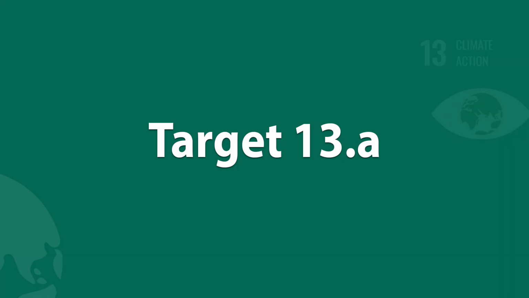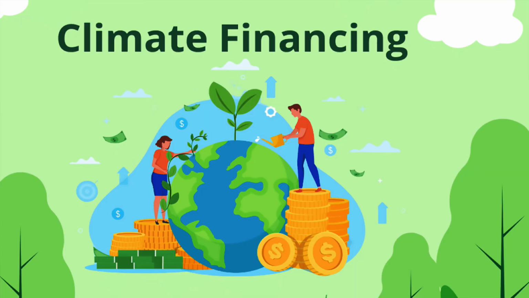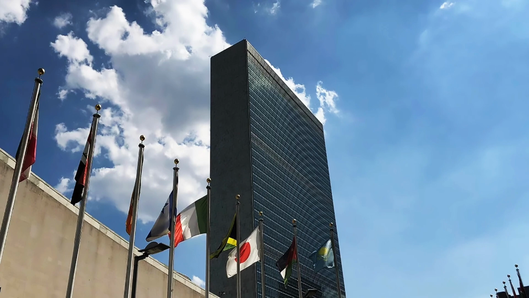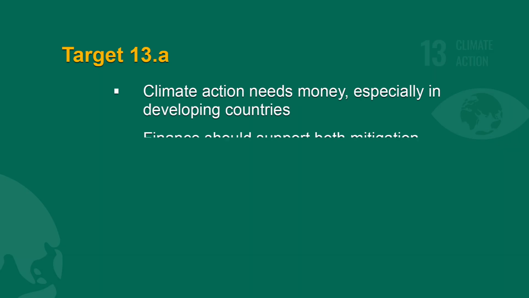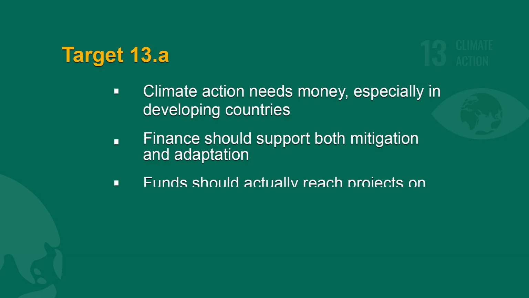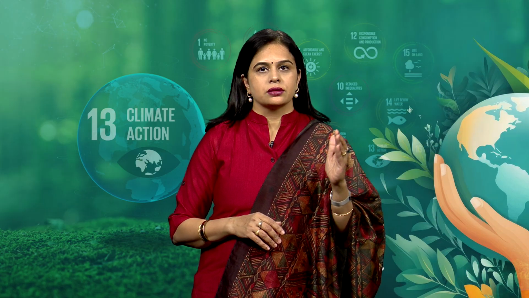Now, let me take you to 13.A. Target 13.A of SDG 13 is related to implementation of commitments under UNFCCC processes related to mobilizing climate finance and operationalization of the climate fund. That wording is tied to the $100 billion goal and the Green Climate Fund context. In easy language, we can say climate action needs money, especially in developing countries. Finance should support both mitigation and adaptation, and funds should actually reach projects on the ground. You can mention the Green Climate Fund once in your answer if, suppose, any question is asked in this context, as an example of the kind of institution linked with climate finance goals.